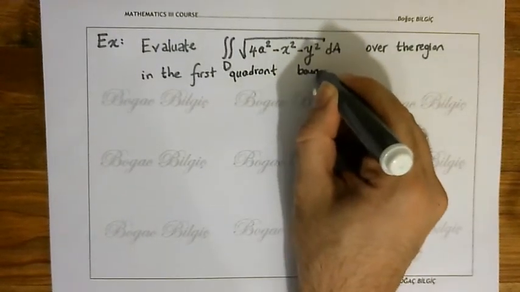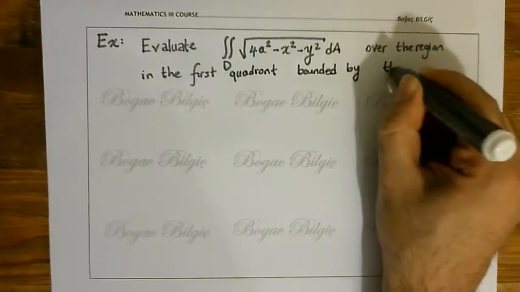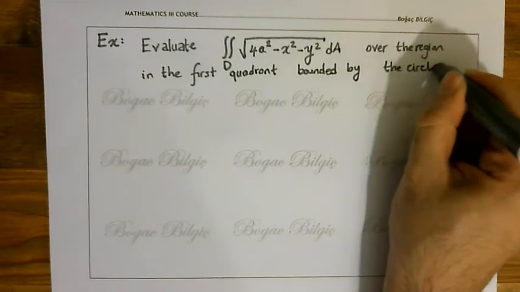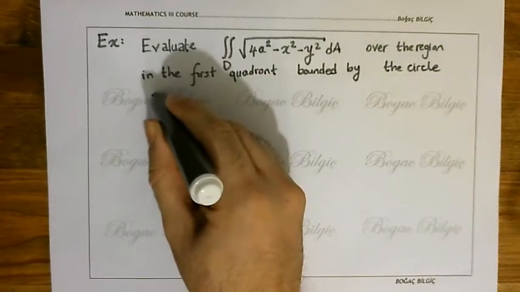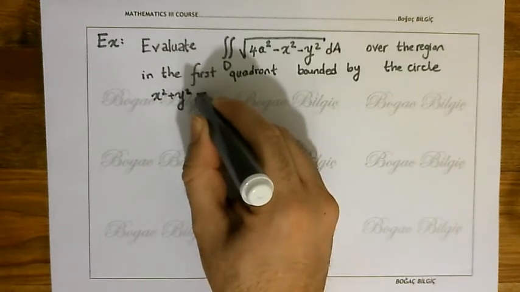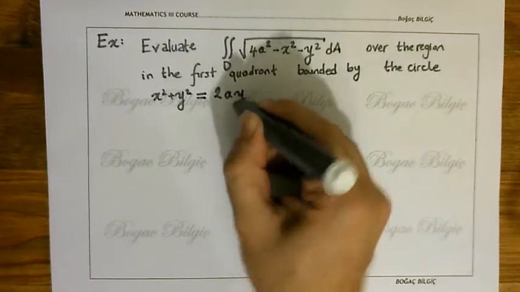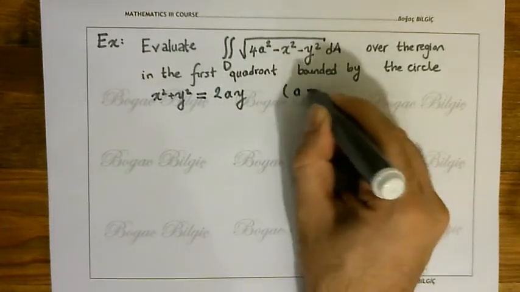bounded by the circle x² + y² = 2ay. a is a constant.